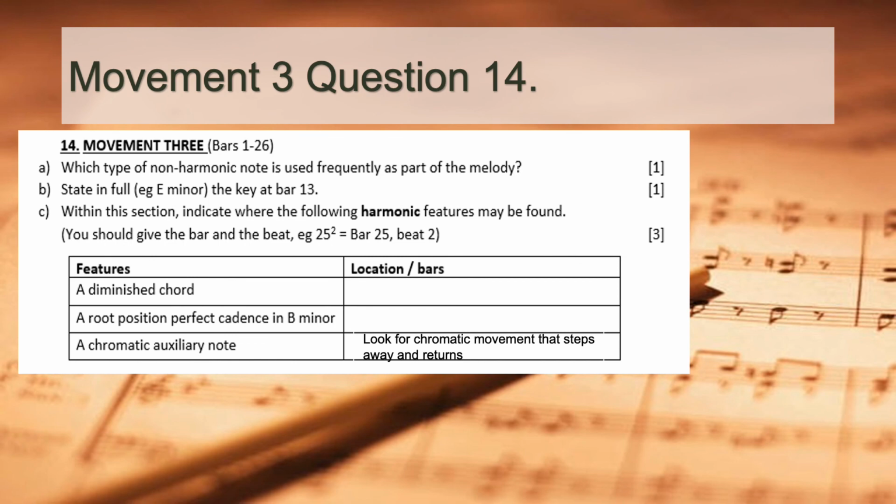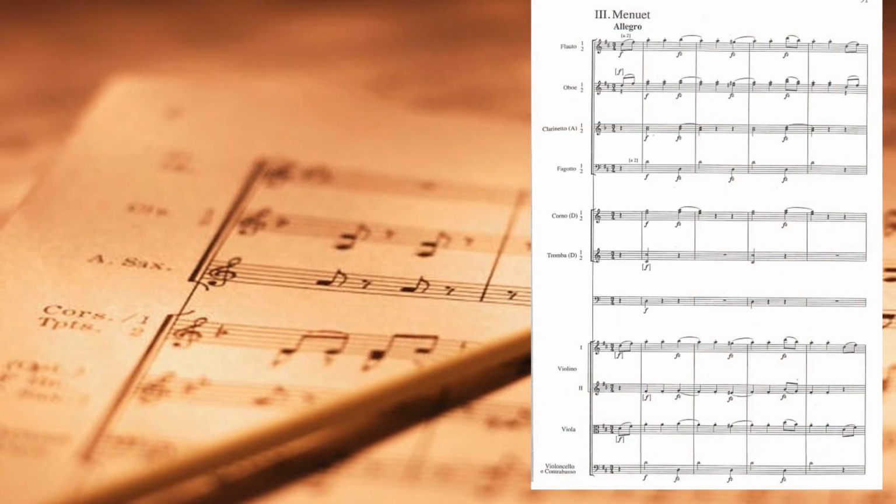So we're looking for chromatic movement that steps away and returns, as we've discussed. The one I would personally go for would be that G sharp. So it's bar 3, beat 3. Remember that you have to count the first bar, even though it's an anacrusis and not a full bar, that still counts as bar 1. So the first full bar here is actually bar 2. This bar is bar 3. Whoops. So I would personally pick that one. It is beat 3 of bar 3.